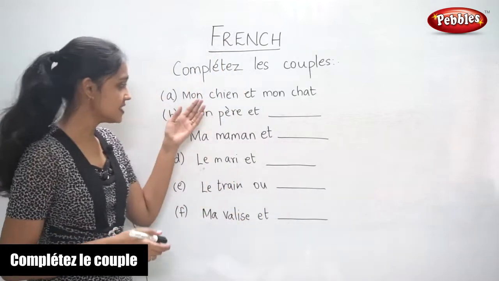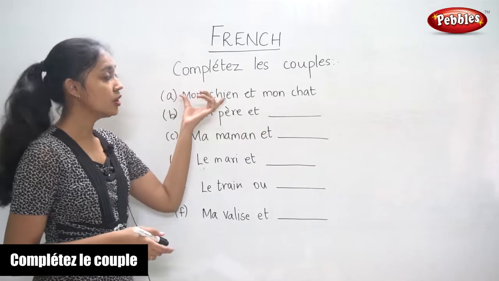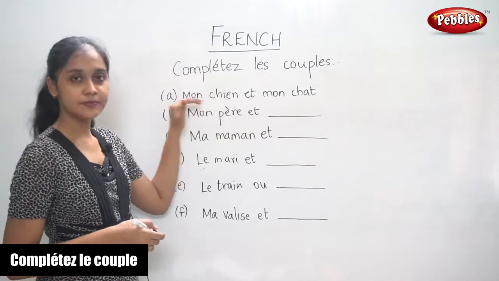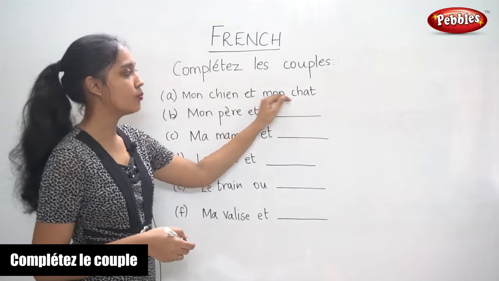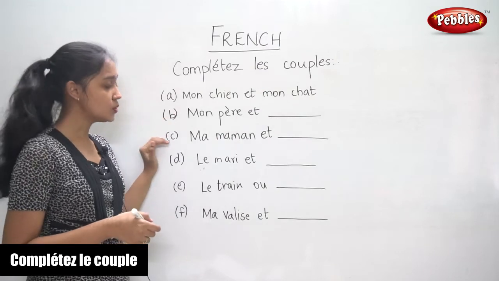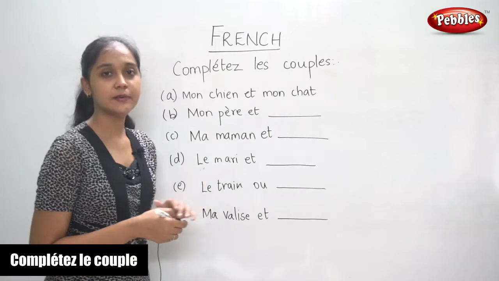In this exercise, we are going to complete this phrase. So, the first one is given as an example. Mon chien, my dog, et mon chat, my cat. So, we are going to complete each of these phrases by filling in the blanks.